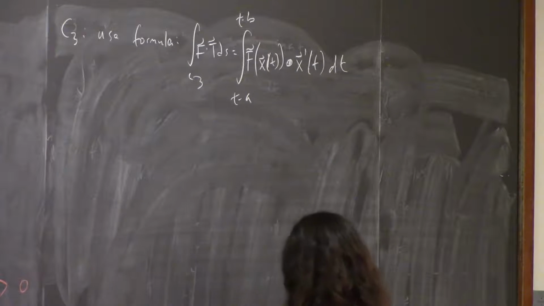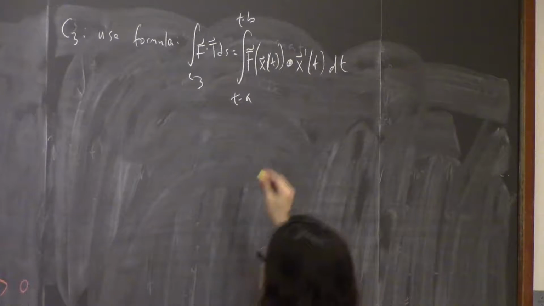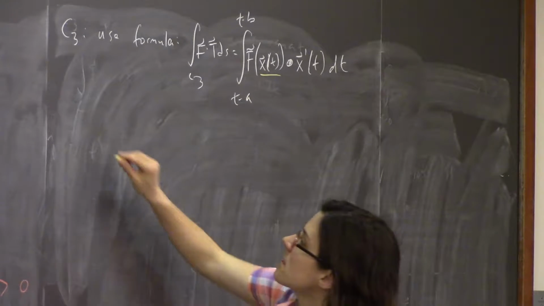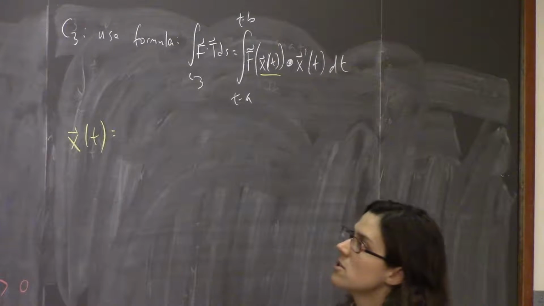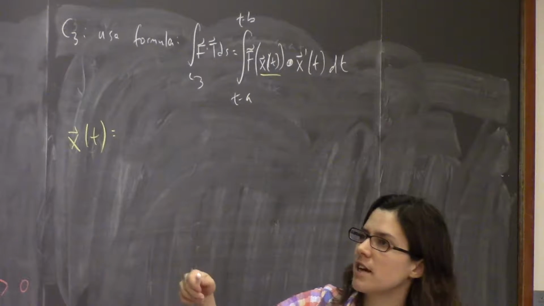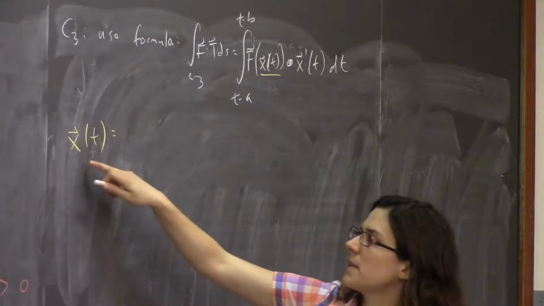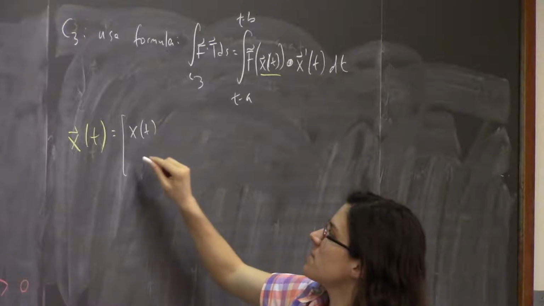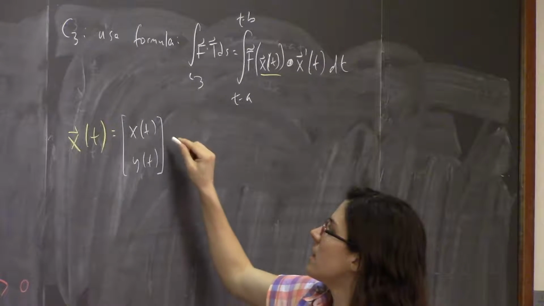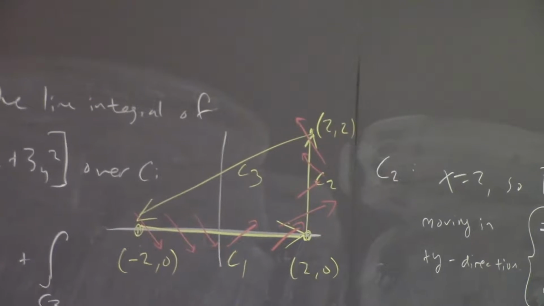So the first thing we'll need is x of t, our parameterization. So let's figure out what x of t should be. x of t just says, what is your x value and what is your y value? This x isn't the same as the x coordinate, but it is standard to use this notation. So what is your x of t and what is your y of t? We're going to start at 2, 2, and we're going to go to negative 2, 0.